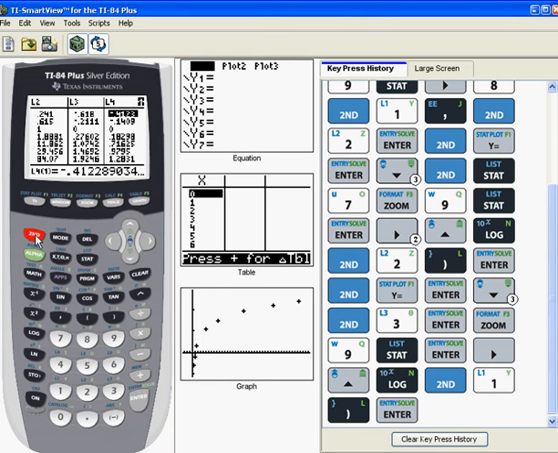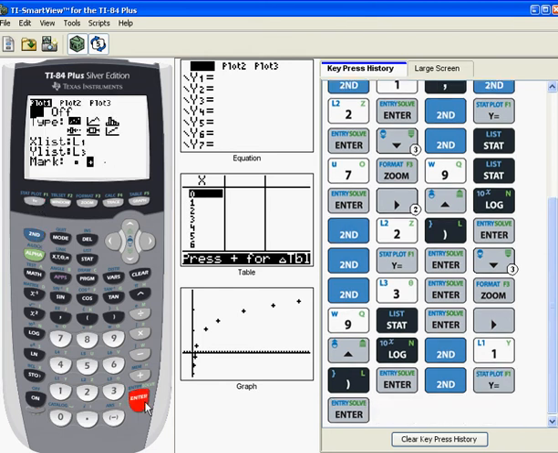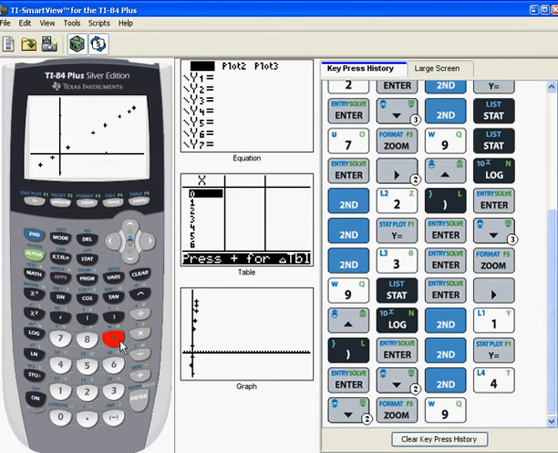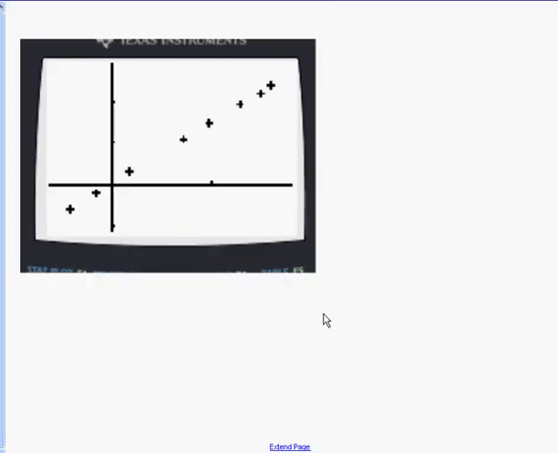So we do second stat. Okay? And so we're going to go down to the x list and make that L4. There you go. Down, down twice, and press zoom 9. And wow, you couldn't ask for something better than that. That definitely looks linear. You can see it fits a line well. All right, now we think we've linearized the data.